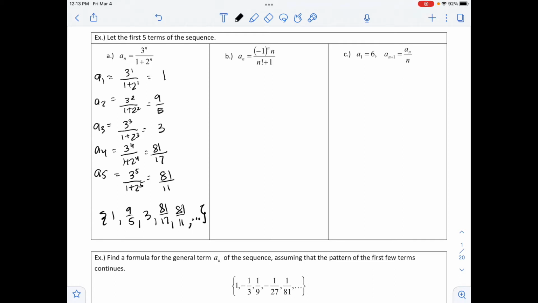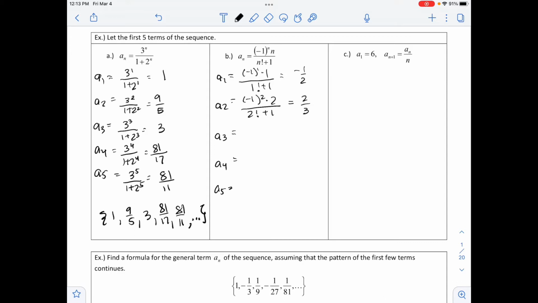So we're going to do exactly the same thing for our next sequence: a sub 1, a sub 2, a sub 3, a sub 4, and a sub 5. Again, for a sub 1, we substitute in n is 1, and so we have negative 1 to the first times 1 over 1 factorial plus 1. This simplifies to negative 1/2. The next one is negative 1 to the second times 2 over 2 factorial plus 1, which works out to being 2/3.